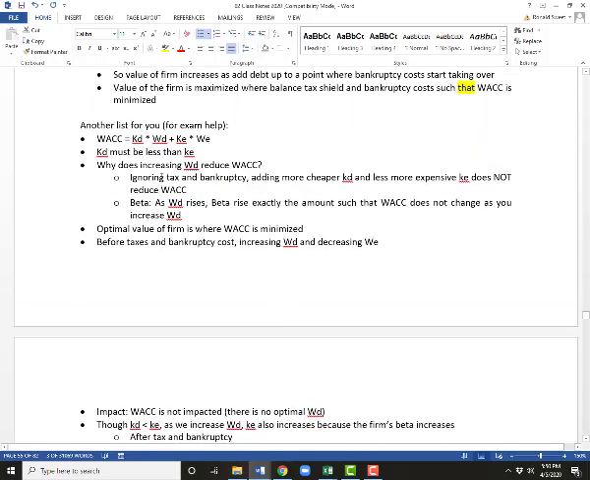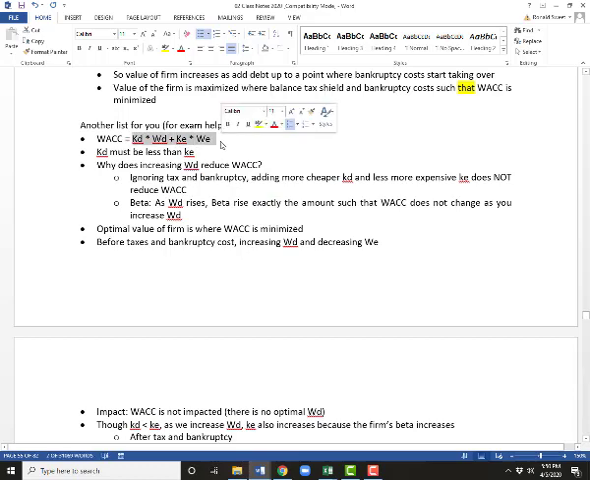Other things that you could certainly put in your answer is our WACC formula. You know that. Here's the WACC formula without taxes. We know KD must be less than KE. So why does increasing the weight of debt not reduce WACC if KD is less than KE? As you put more weight on debt, ignoring taxes and bankruptcies, you add more debt. It makes KE go up because of the beta. So as you increase your weight to debt, beta rises, and so your KE rises.